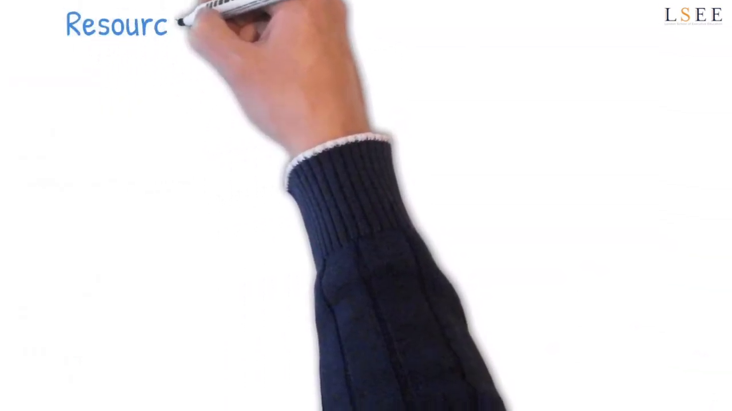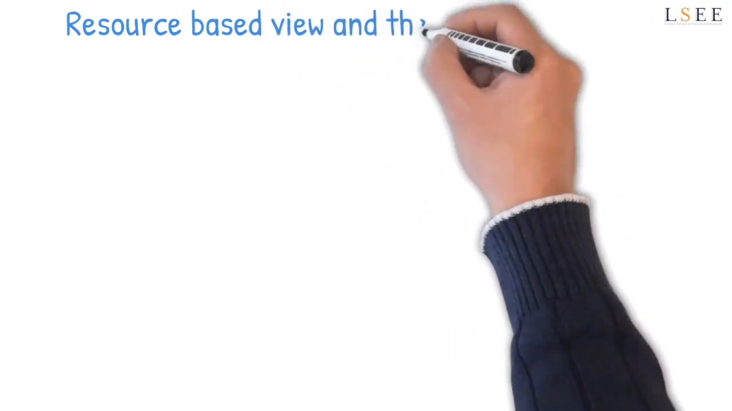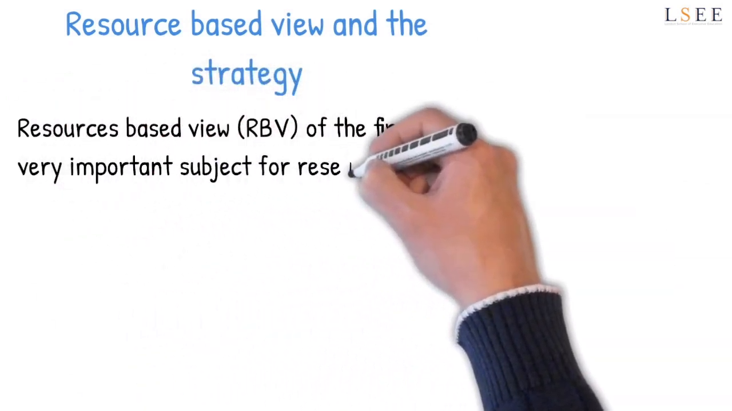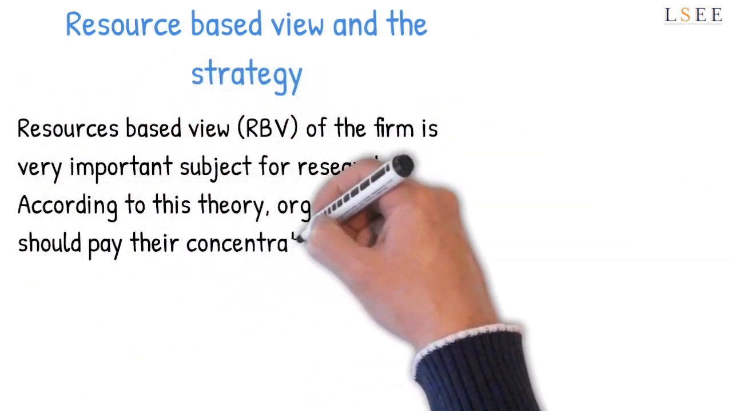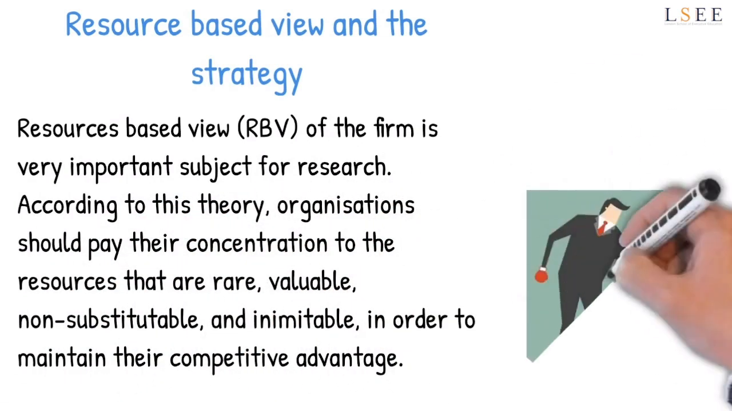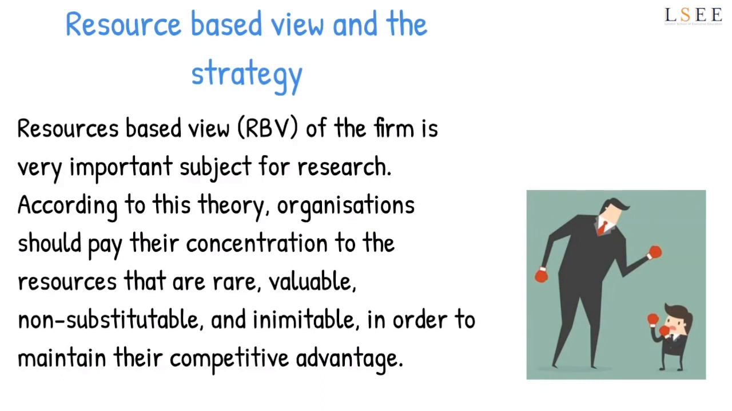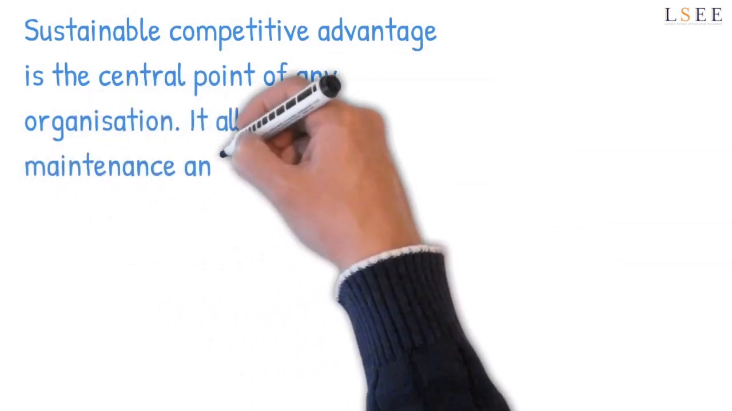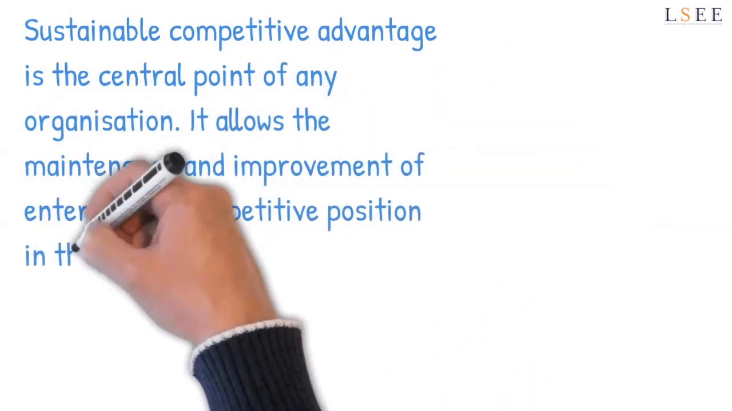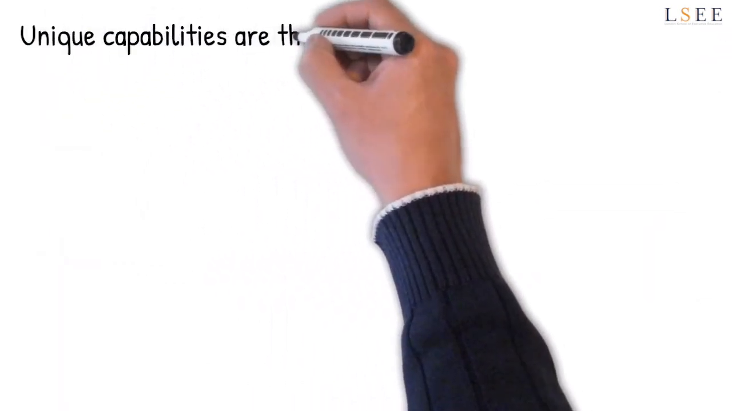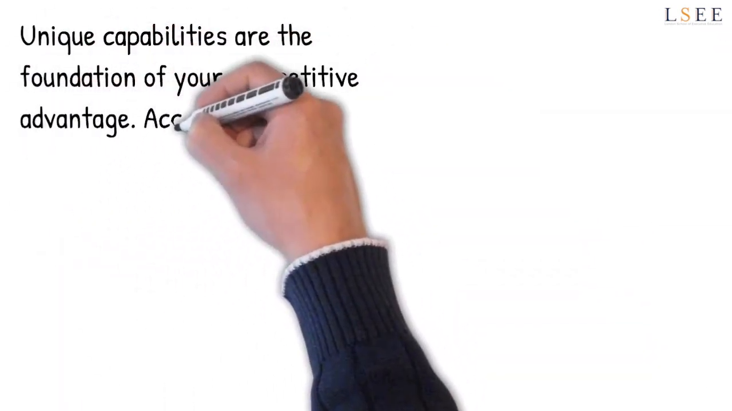Resource-based view and the strategy. The resource-based view, RBV, of the firm is a very important subject for research. According to this theory, organizations should concentrate on the resources that are rare, valuable, non-substitutable, and inimitable, in order to maintain their competitive advantage. Sustainable competitive advantage is the central point of any organization. It allows the maintenance and improvement of the enterprise's competitive position in the market. Unique capabilities are the foundation of your competitive advantage.